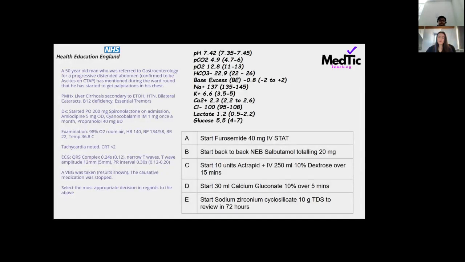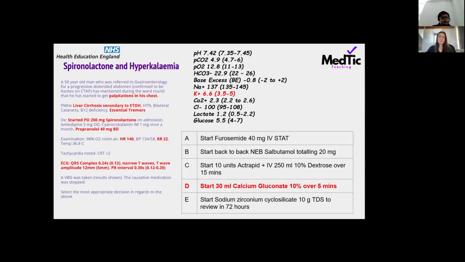All right, and that is the time to spend for these questions. Do not worry if you don't manage to complete it. We'll go through the answers anyway. So, from what you should get from this, you should have got choice D, which is to start 30 milliliters of calcium gluconate, 10% over 5 minutes.